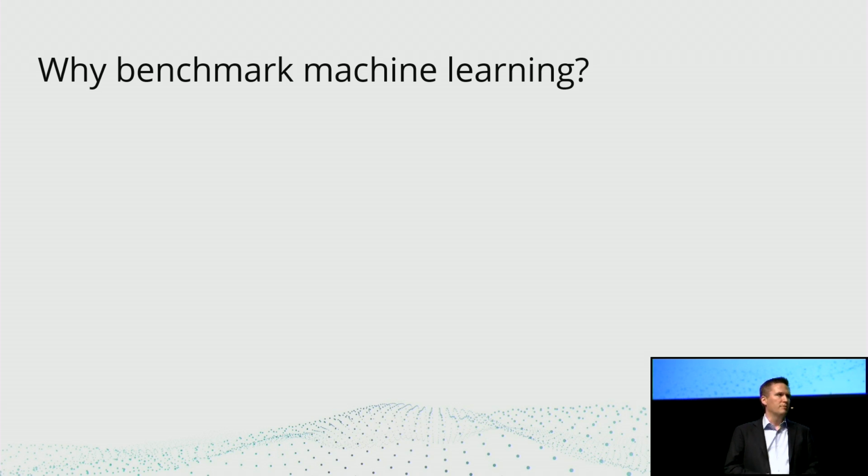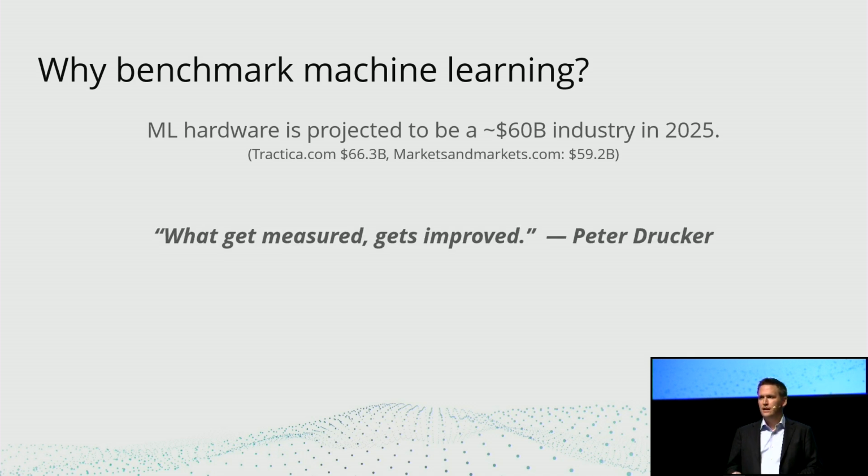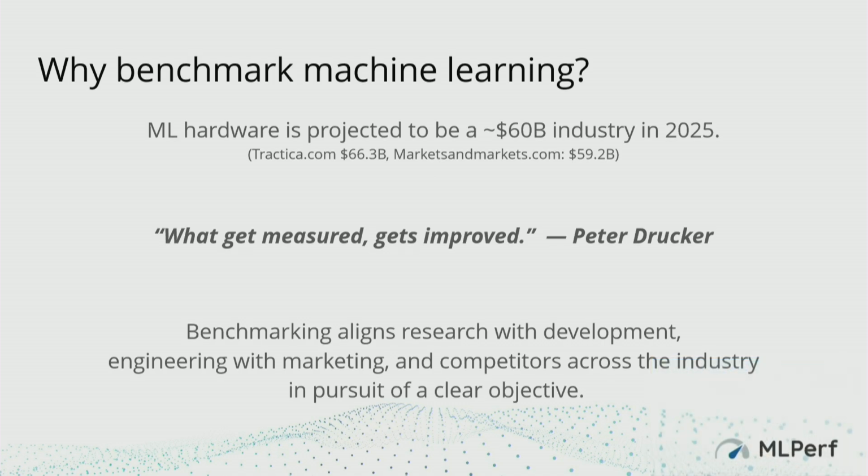So why benchmark machine learning? ML hardware is projected to be a very large market. All of these projections are kind of numbers drawn from the sky, but 60 billion in 2025 by a couple of sources. And as Peter Drucker once said, what gets measured gets improved. Benchmarking has this really neat property. It helps align research with development. It helps align engineering with marketing, and it helps align competitors across the industry in pursuit of a clear objective. We all want to make those numbers better.